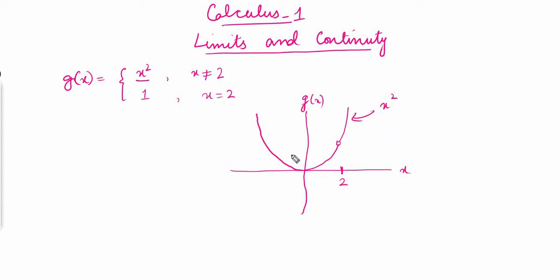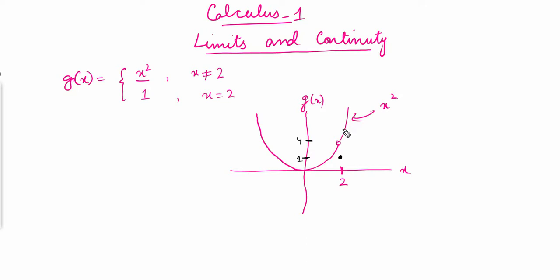So the values for x square exist for all real numbers except 2. At 2, when x is equal to 2, the value is equal to 1. So over here we have 4, over here we have 1. So when x is equal to 2, the value of g of x is equal to 1, and except 2, the value of g of x is basically equal to x square.